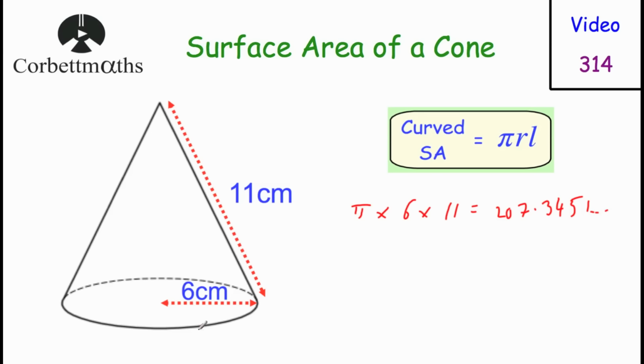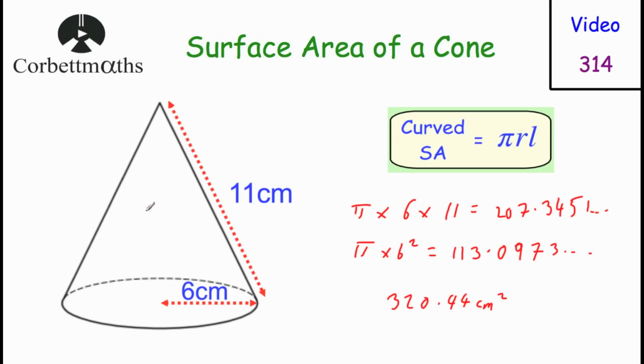But also remember, there's the base of the cone. Then we'd need to work out the area of the base, which would be pi times 6 squared. And whenever we do pi times 6 squared, we get 36 pi, or 113.0973 and so on. And when we add those two together, we get 320.44 to 2 decimal places centimeters squared.